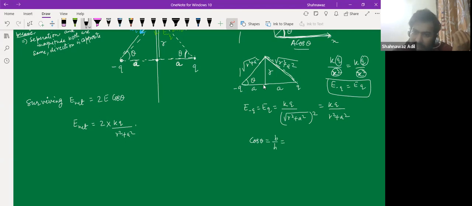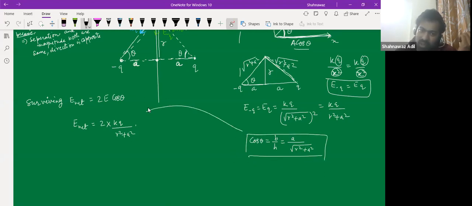What is base? Base is A. Hypotenuse is the square root of r square plus a square. Right. Yes. So this is good. So this is your cos theta. We can put this cos theta in here.